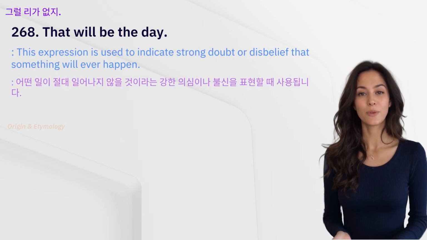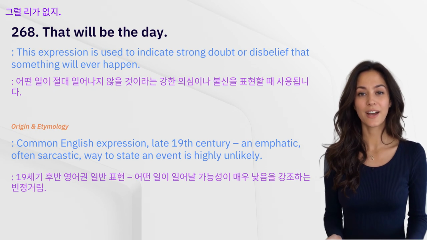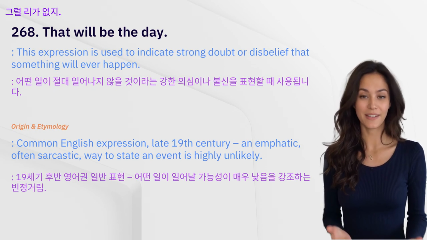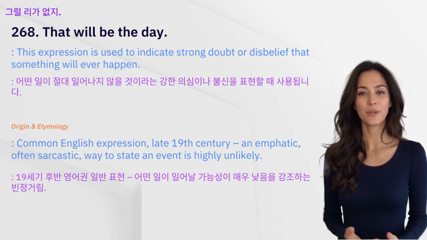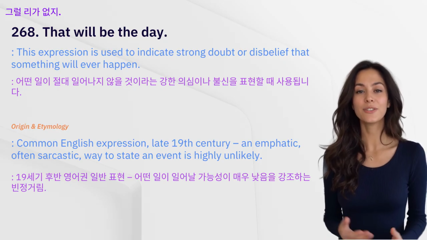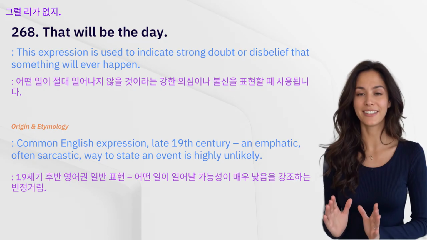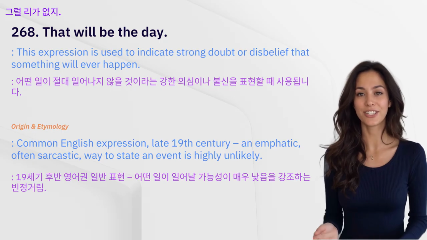Today's idiom is "that will be the day." It expresses strong doubt or disbelief that something will ever happen, implying an event is highly improbable. This sarcastic phrase likely originated from common English speech in the late 19th century to dismiss unlikely propositions.